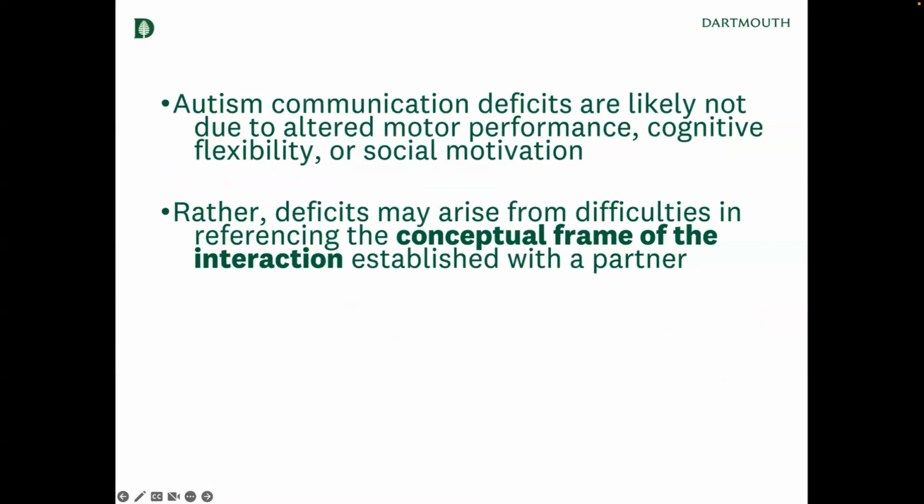Okay, let me wrap up. What can we learn from this? The communication deficits in autism are likely not due to altered motor performance, cognitive flexibility, or social motivation. Rather, it might be that the deficits arise from difficulties in referencing the conceptual frame of the interaction established with a partner. And this would explain, for instance, why the communicative deficits of autism in everyday life often pertain to situations where the speaker's intended meaning and the literal sentence meaning strongly diverge, such as in the case of irony or sarcasm.